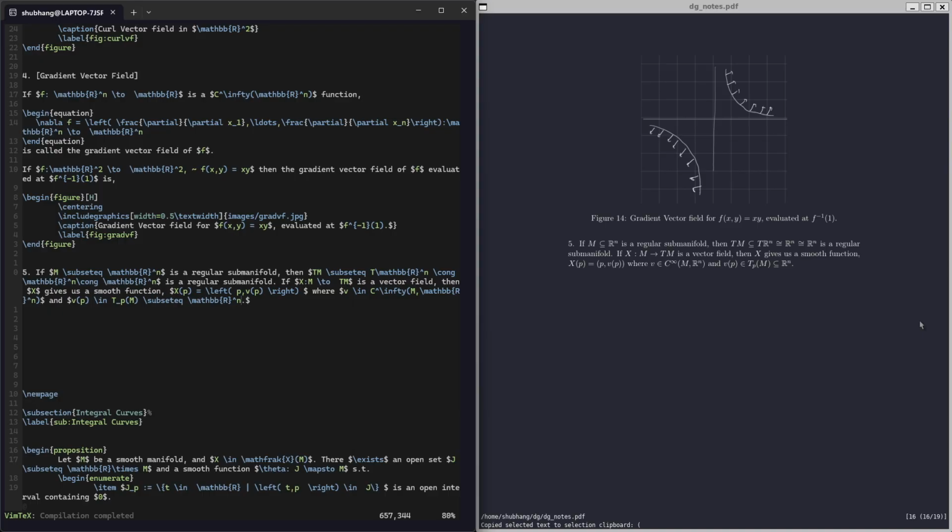So from the problem set, Sir quotes that if M is a regular submanifold of N and f from K to N is a smooth map where f of K is in M, then f from K to M is smooth. So how is it relevant here?